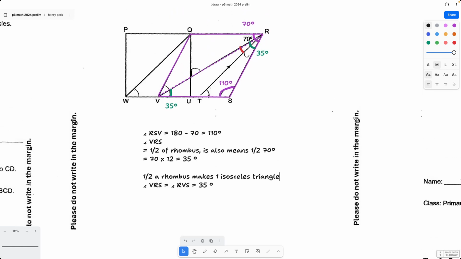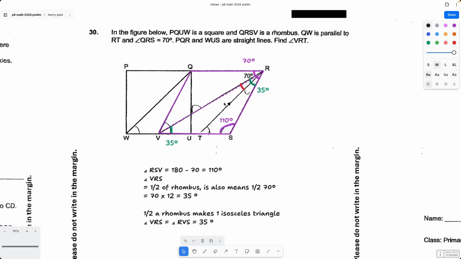So now we know that this is 35 degrees. The next thing is, can we get this angle over here? How do we get this angle? We also know that QW is parallel to RT. So I'm going to draw this out. QW is parallel to RT, that's what you see over here. At the same time, what do you think this angle is?